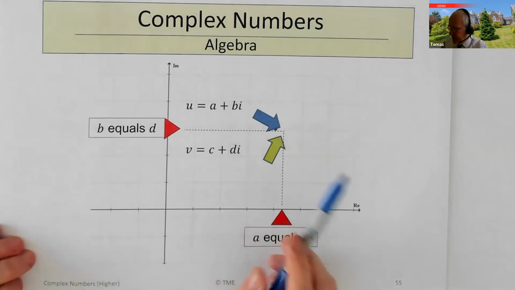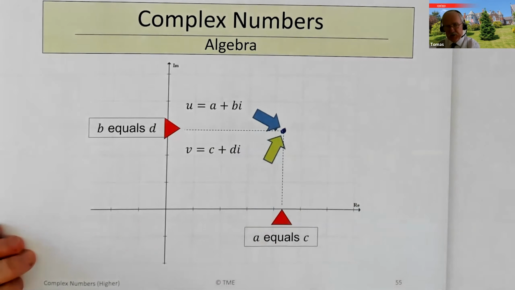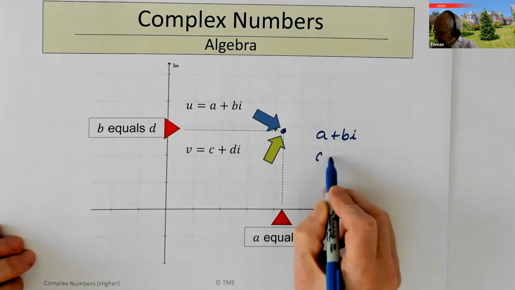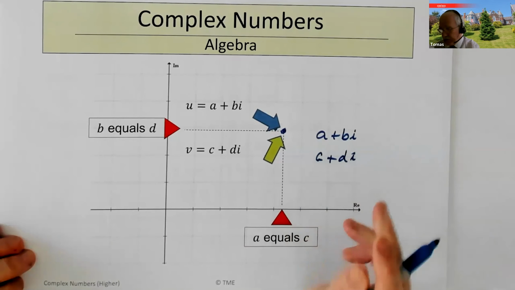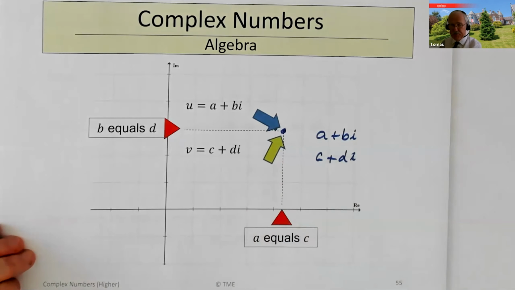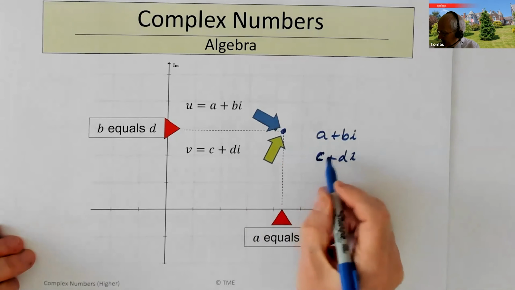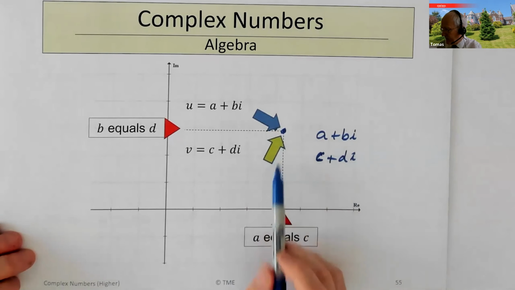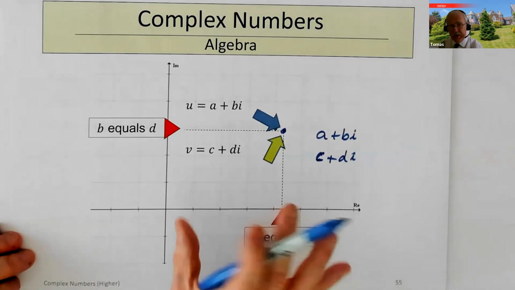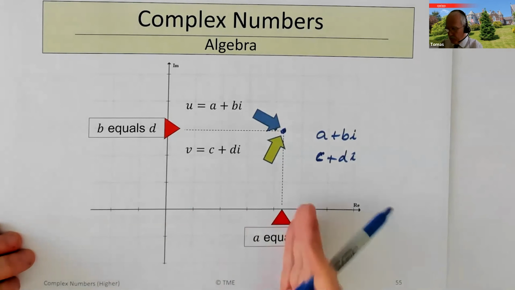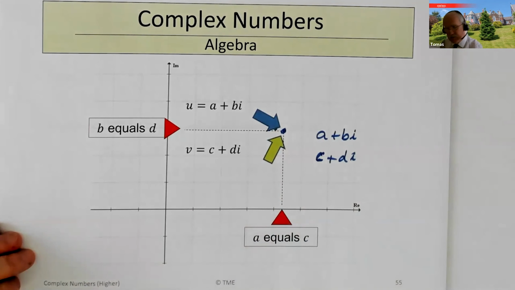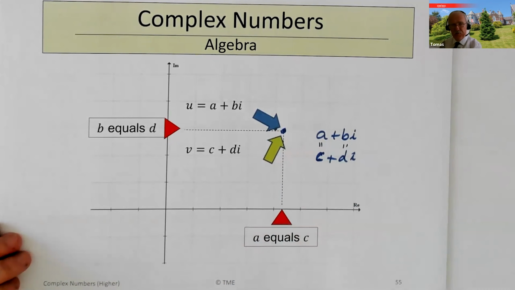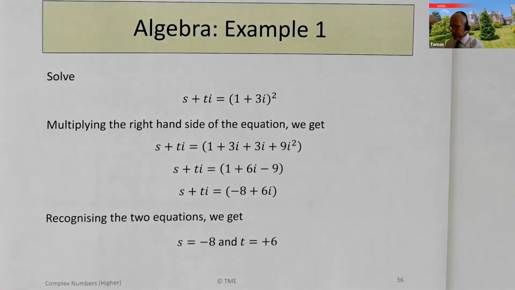I mentioned earlier that if complex numbers are to be the same, if a plus bi must equal c plus di, the only way that can happen is if the a and c values are the same and b and d are the same. So if you've got 4 apples and 3 oranges, the only way you can make that equal is to have another 4 apples and 3 oranges. You can't swap the oranges for apples. So the 2 real parts must be the same and the 2 imaginary parts are the same.